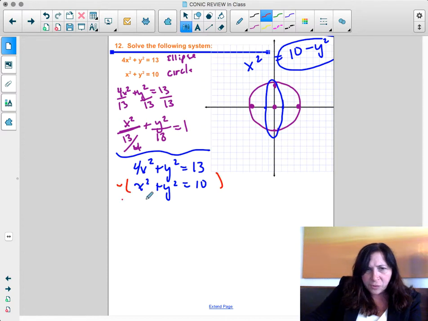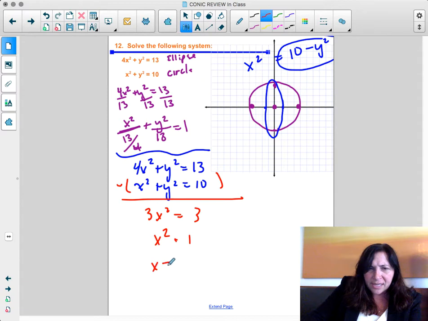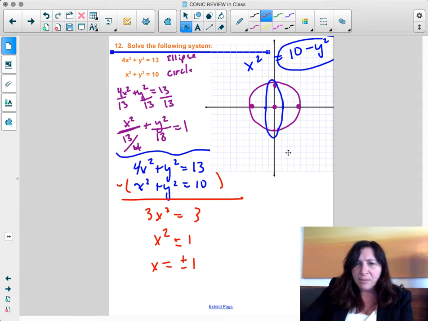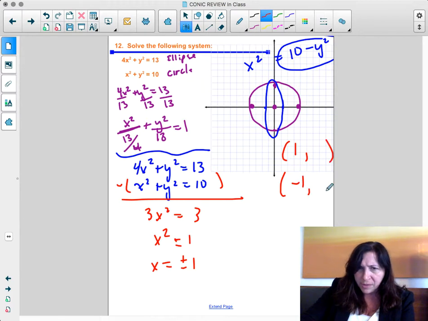So 4x squared minus 1x squared is 3x squared. Y minus y is gone. 13 minus 10 is 3. I get x squared equals 1. X equals plus or minus 1. You get 2 answers. Don't discount the fact that you have 2 answers. It means that I'm going to get 1 comma something and negative 1 comma something.